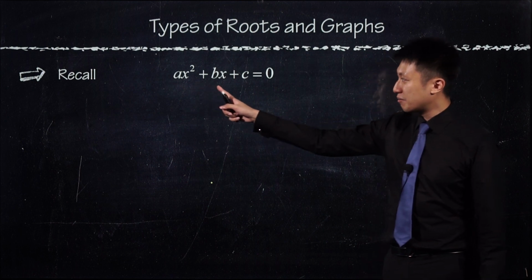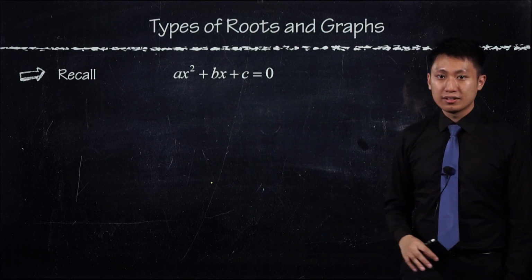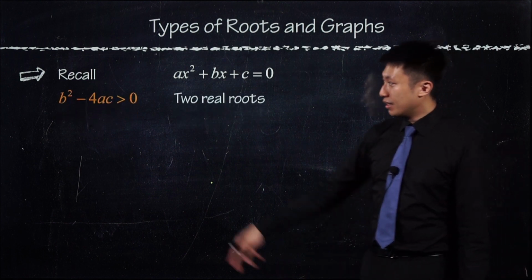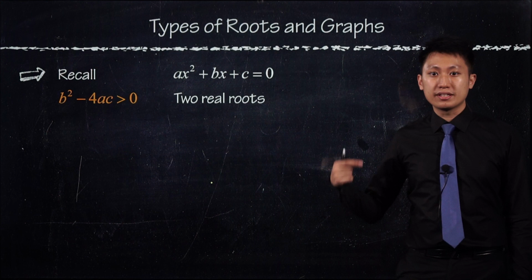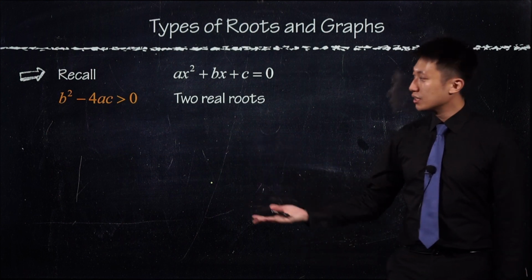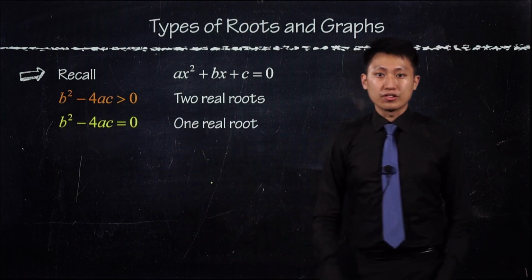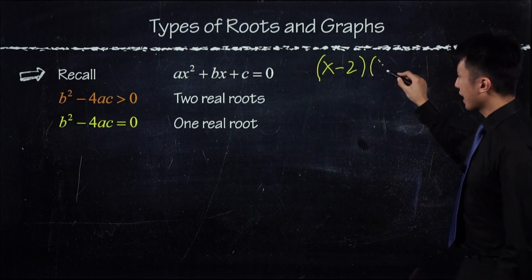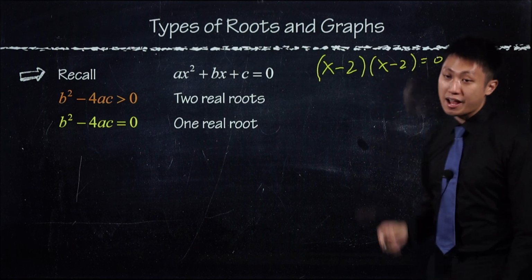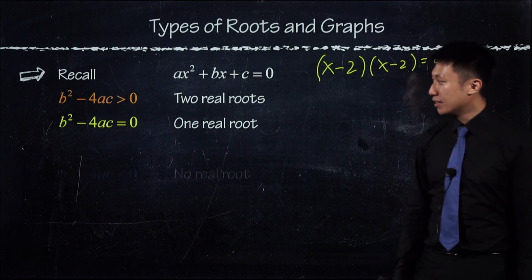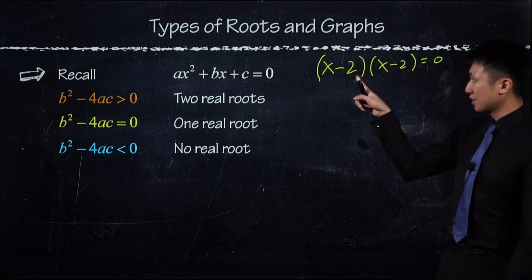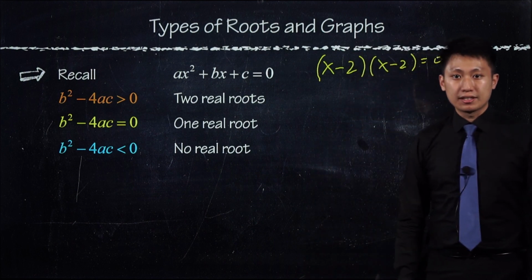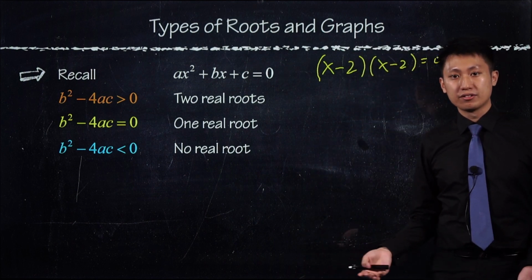Recall that you have ax squared plus bx plus c equals 0. This is the general form for quadratic equations. Then b squared minus 4ac greater than 0 means there are 2 real roots. And equal to 0 means you have repeated roots, something like x minus 2 times x minus 2 equals 0. So this is like repeated roots. That one will be 1 root, because here x equals 1 root only. B squared minus 4ac less than 0 means you don't have any real roots.